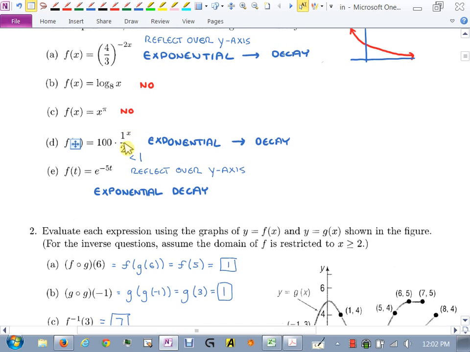So we'll say the base is 1/2, which is what? When the base is less than 1, what do you have, growth or decay? Decay, right? But do we reflect over any axis? No, right? So this is just decay. This one, e to the 5t. Yes, that's exponential, but the negative exponent gives me reflection over the y-axis, so it's decay again. But only because the e was bigger than 1, right? So what would this be, growth or decay?